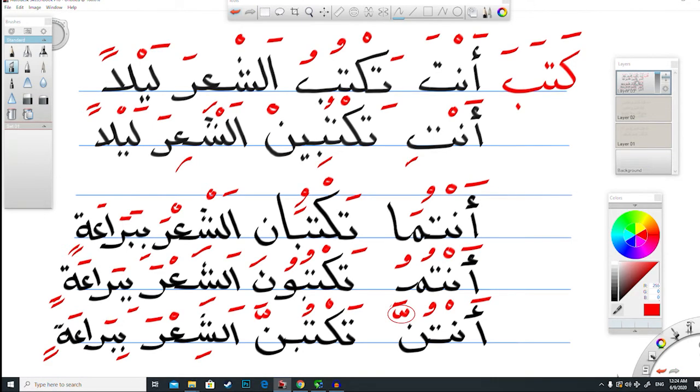This is called the shadda, which means that we double the pronunciation of the sound. Antunna, antunna, which means "you" for plural feminine. تكتبن, write. And we also added shadda and fatha on top of it, which means that we have a double sound for the noon, the "nna" sound. تكتبن الشعر ببراعة. You write poetry brilliantly. We add ta at the beginning with fatha, and we add the final form of the letter noon with the shadda symbol on top of it.